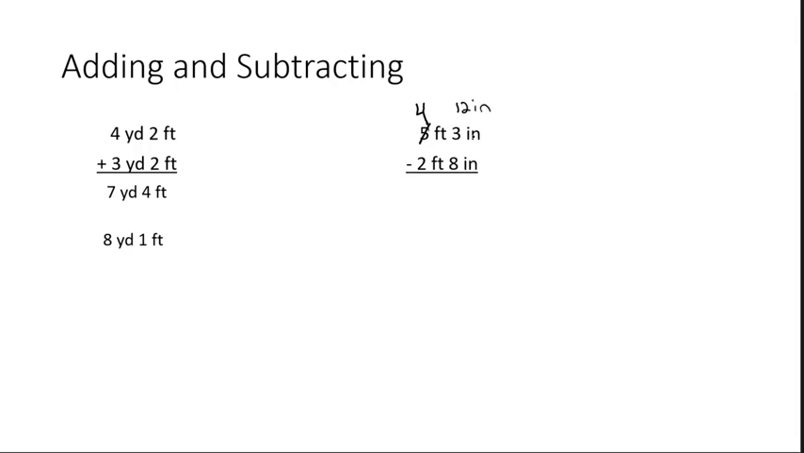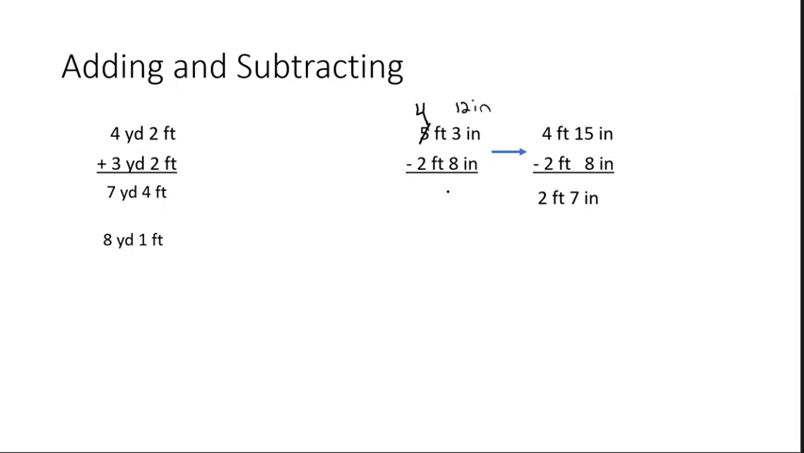So we have 12 inches plus the 3 inches, that gives you 15 inches. So what we have is 4 feet, 15 inches, minus the 2 feet, 8 inches. Now we can subtract feet by feet. So 4 minus 2 feet would be 2 feet. And then 15 inches minus 8 inches would give you 7 inches. So your final answer would be 2 feet, 7 inches.